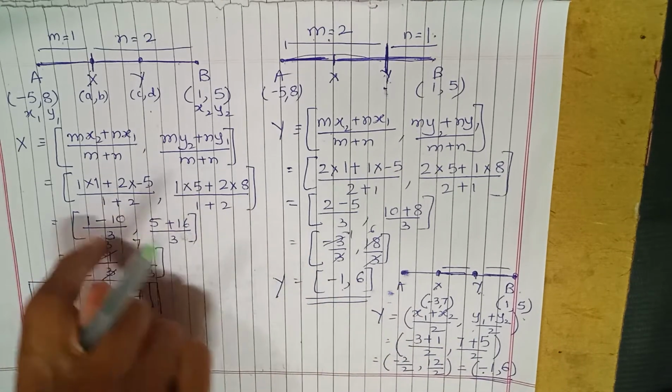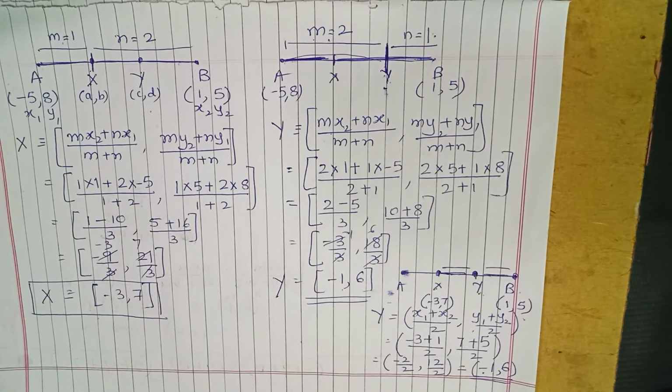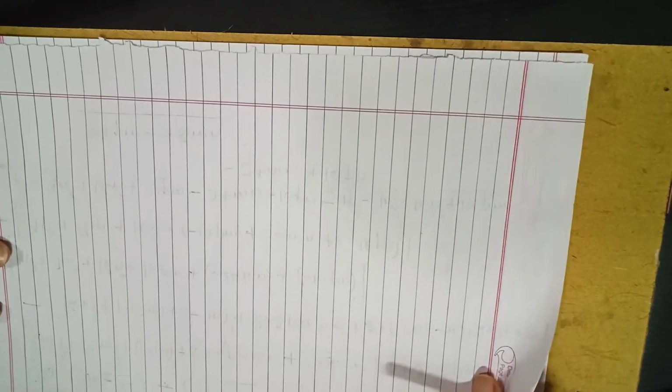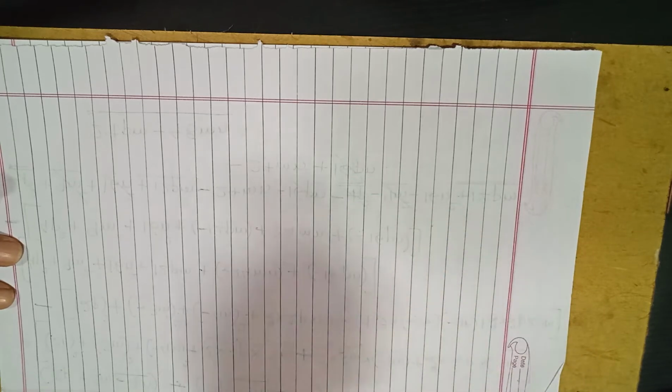I'm getting the same answer whether I use the section formula or whether I use the midpoint formula. So it's not always necessary that we have to use the section formula. If the points are such that we can use the midpoint formula, we can definitely use that also. So let me show you one example where there will be no need to use a section formula, and just using the midpoint formula we will be able to find out all the points.